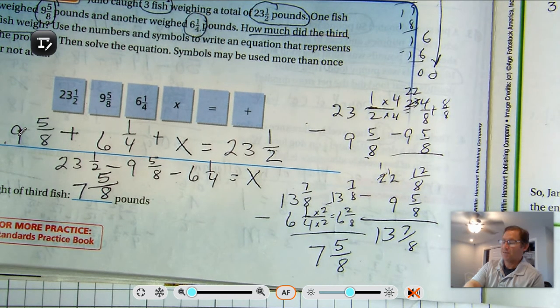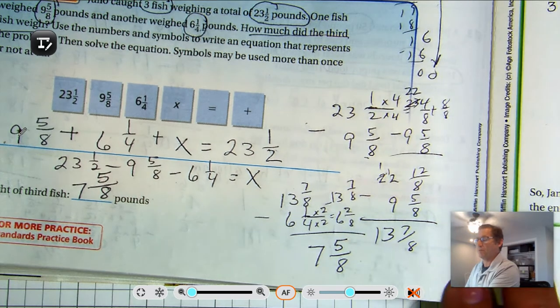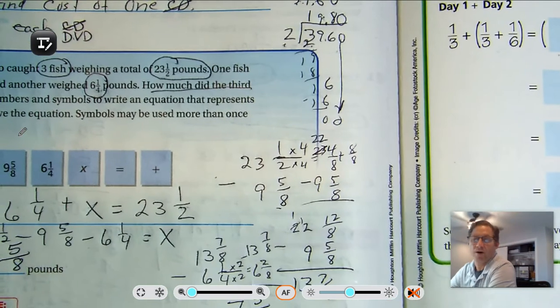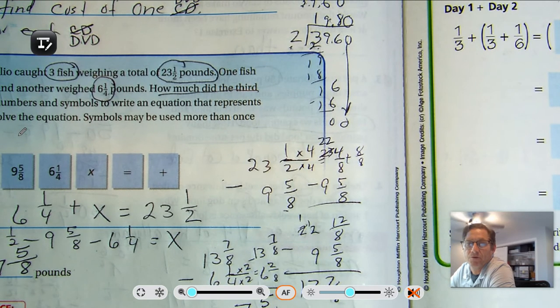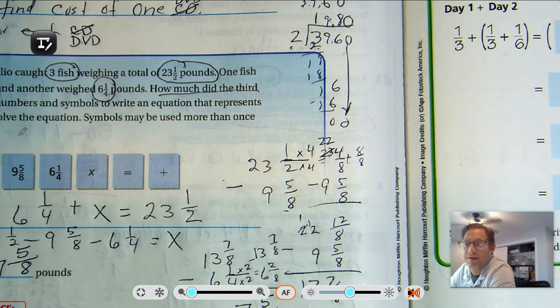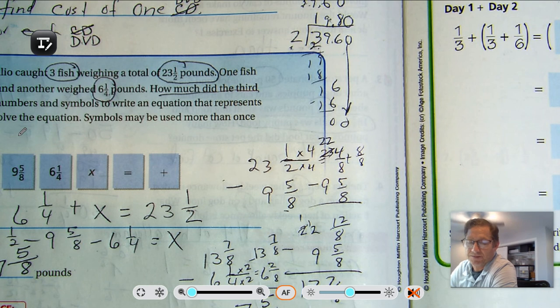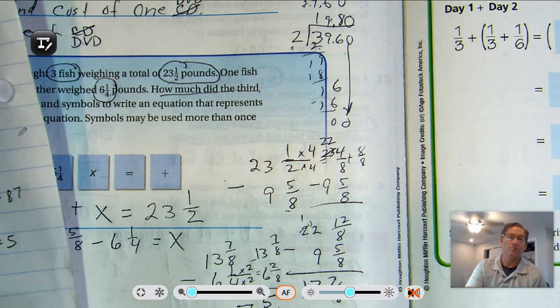Okay, so that's it for using problem solving and writing and working backwards using fractions with unlike denominators and the strategy working backwards. In our last lesson of this chapter, we're going to be using properties of addition to solve fraction problems. So until then, I will see you soon.